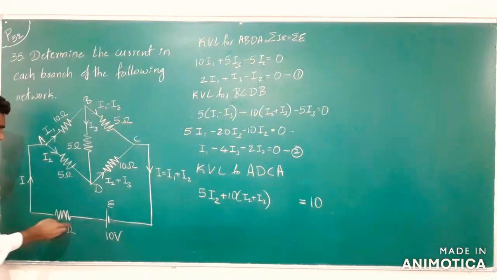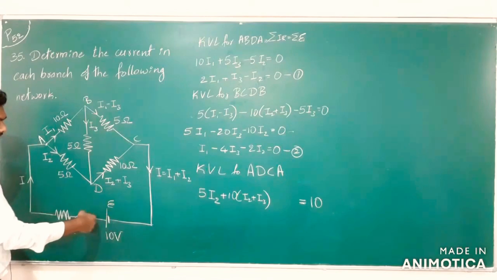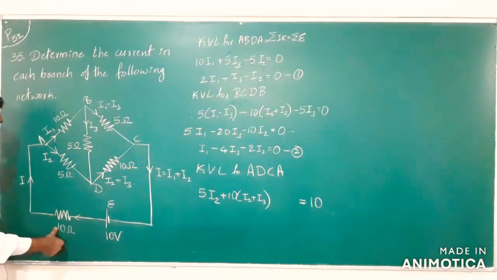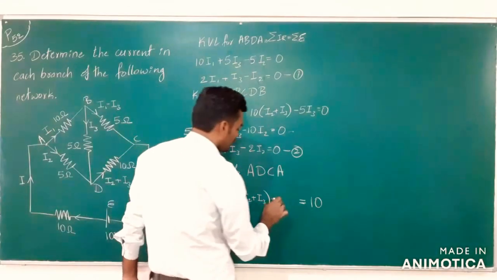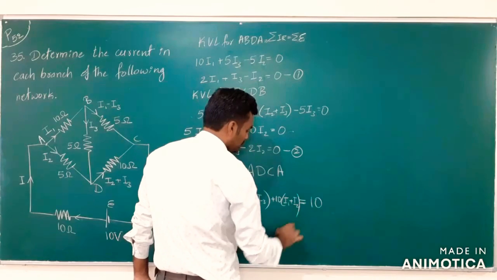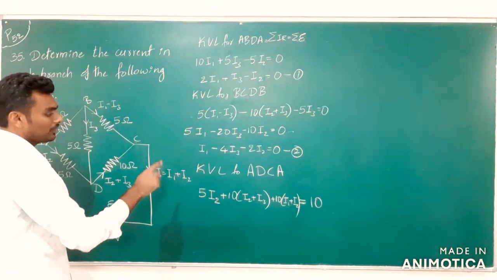Next I come here. 10 ohm is the resistance. I1 plus I2 is the current flowing. So it is plus 10 times I1 plus I2, and hence this completes the KVL for the loop ADCA.